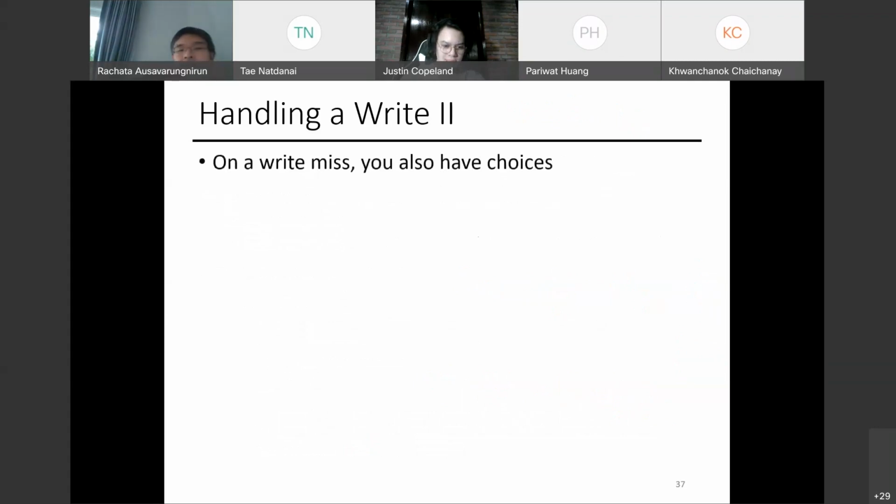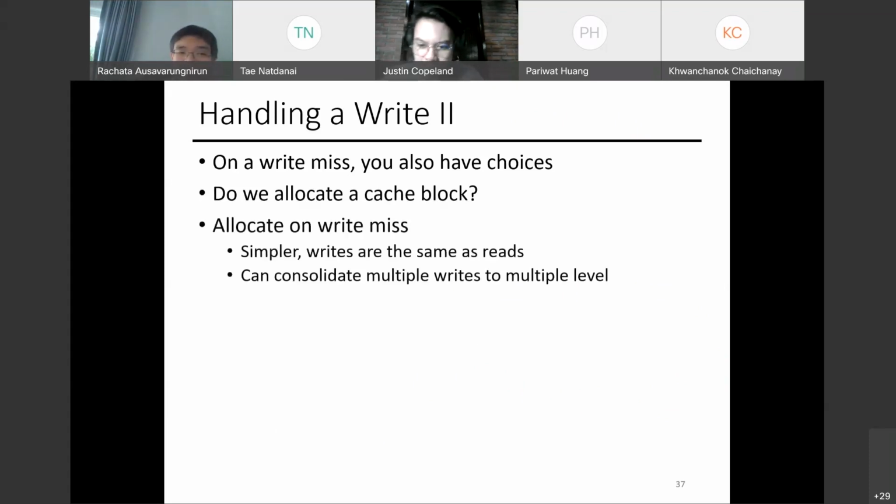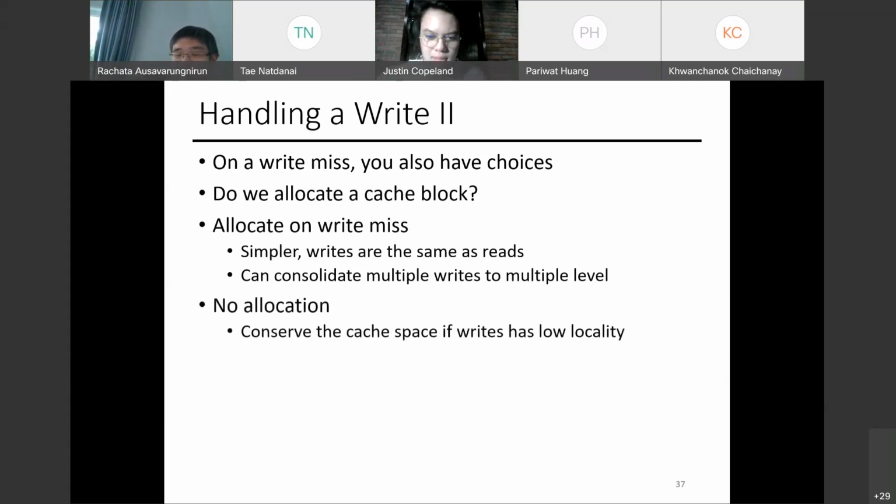As I said, on the write miss, you also have a choice, right? When you do a replace, do you allocate the cache block? This is the second thing you can decide. I have a write. Do I bring that data into the cache? You can skip it. Basically, as a hardware design choice, you can allocate the block on write miss. It's simpler. Writes are treated the same as reads. You bring that to the L1 cache, or you can skip the writes right away. You skip the writes, make sure it's updated in DRAM, and don't bring the block over to the cache.